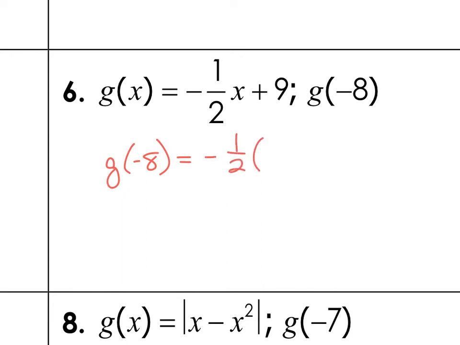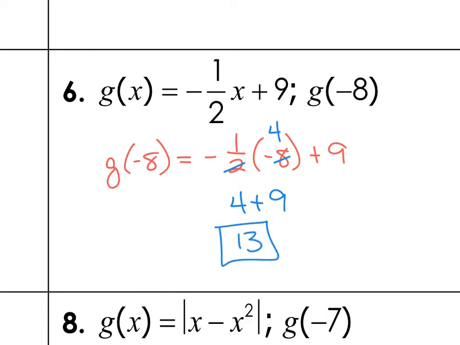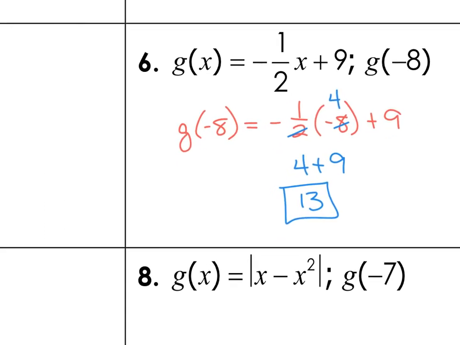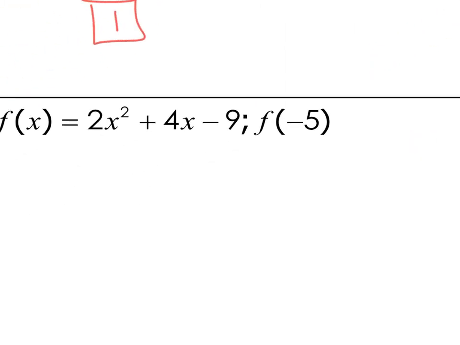So 1/2 times negative 8, and then add 9. Again, we can reduce here. 2 goes into 8 4 times. It's a negative times a negative, so it ends up being a positive 4 plus 9. And positive 4 plus 9 is 13. So if we were to plug into and take a look at this graph at 1/2 x plus 9, if we were to look at it where x was negative 8, the y output would be at a positive 13.